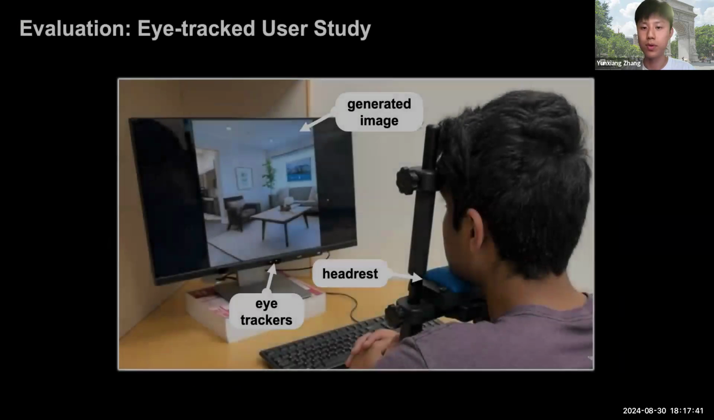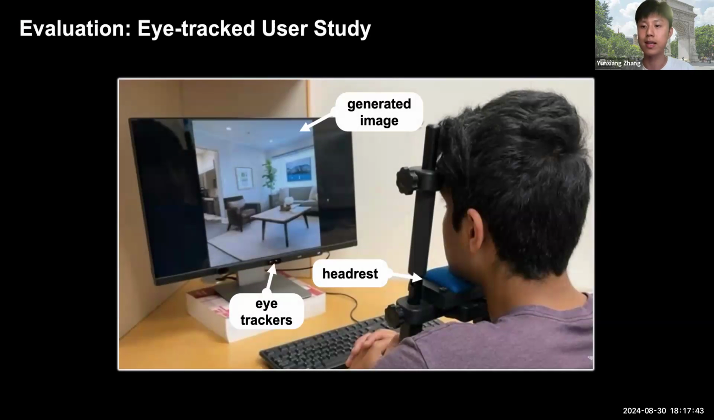So, to quantitatively evaluate our saliency-guided approach to attention-controllable image generation, we conducted an eye-tracking user study on the model-generated images to analyze its attention steering performance. Specifically, we recruited 20 participants for the study and used a Tobii eye tracker to record their eye gaze behaviors while they browse through a sequence of generated images with a 5-second viewing duration enforced on each image.